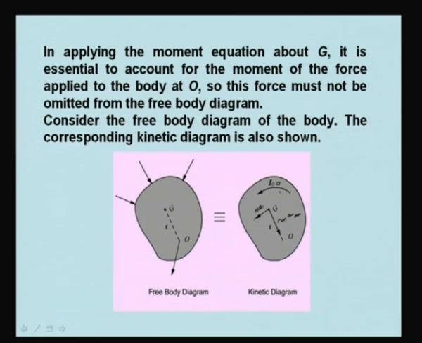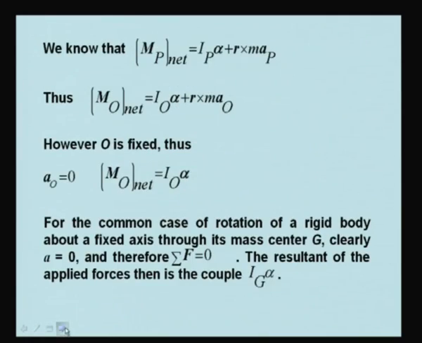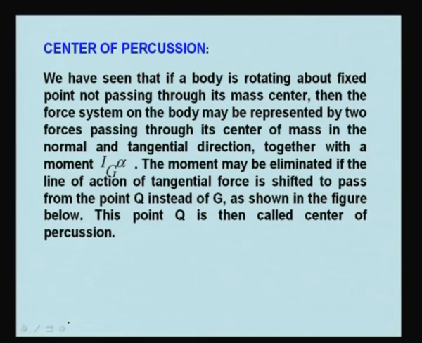Since in the kinetic diagram you have Ig times alpha, that means the moment should be present here. That moment is equal to Ig times alpha, and mass times At is equal to Ft, and mass times An is equal to Fn. So if a body is rotating about a fixed point not passing through the mass center, then the force system on the body may be represented by two forces passing through its center of mass in the normal and tangential direction, together with a moment Ig times alpha.